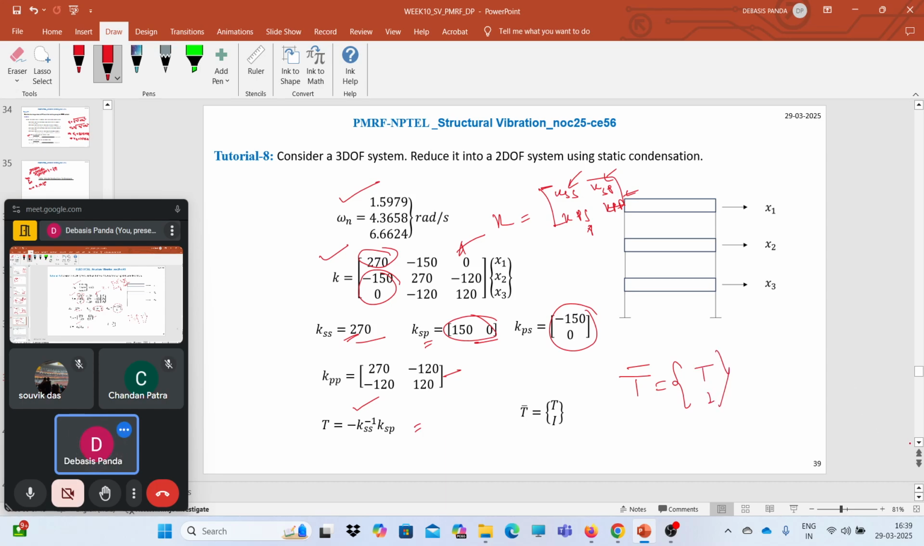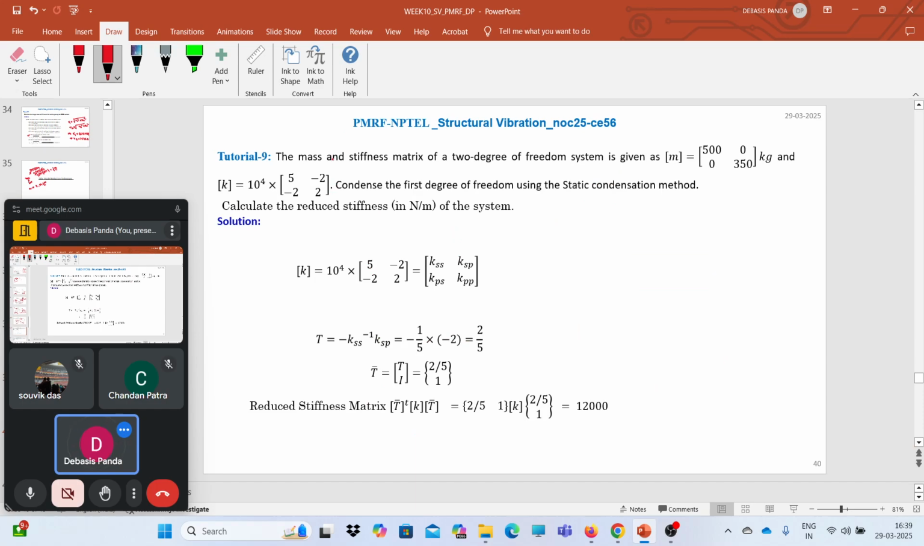We can solve it. If we consider this example, the mass and stiffness matrix of a 2 degree of freedom system is given. The mass matrix is given as 500, 0, 0, 350, and the stiffness matrix K is also given, like 10 to the power 4 times 5, minus 2, minus 2, 2. Now, what do they ask here? Consider the first degree of freedom using the static condensation method. Calculate the reduced stiffness matrix.